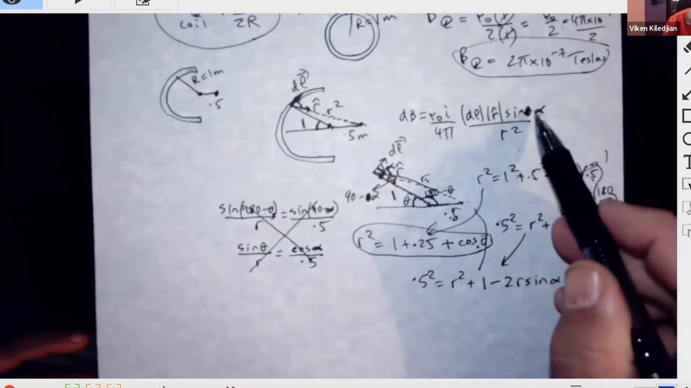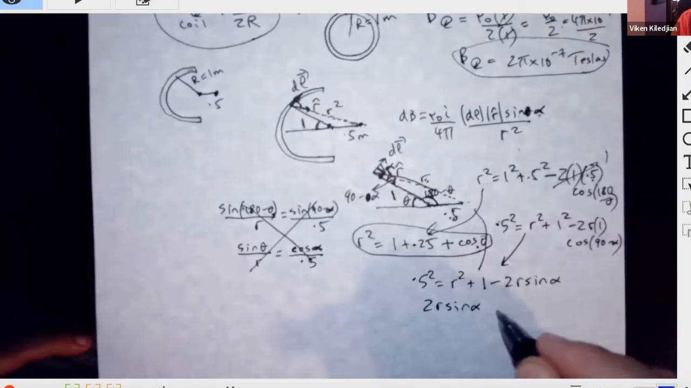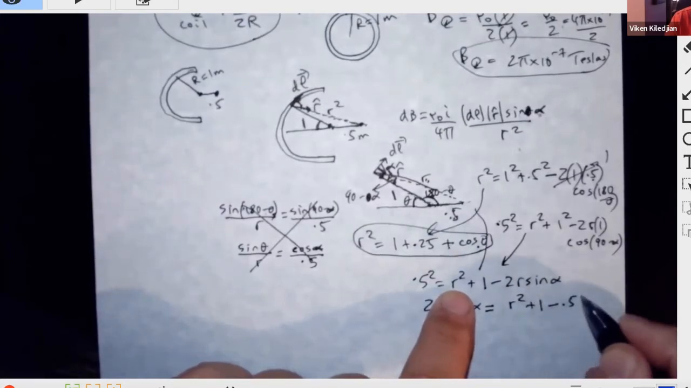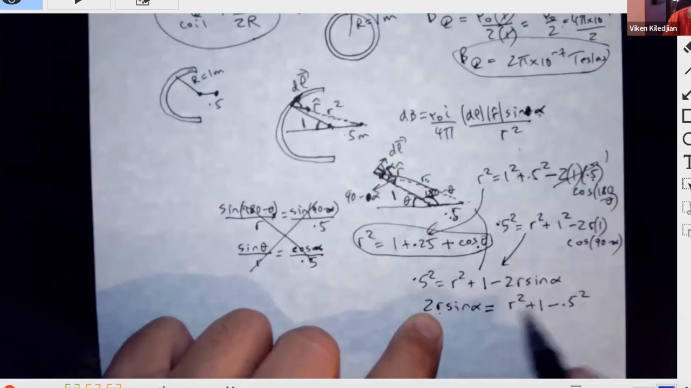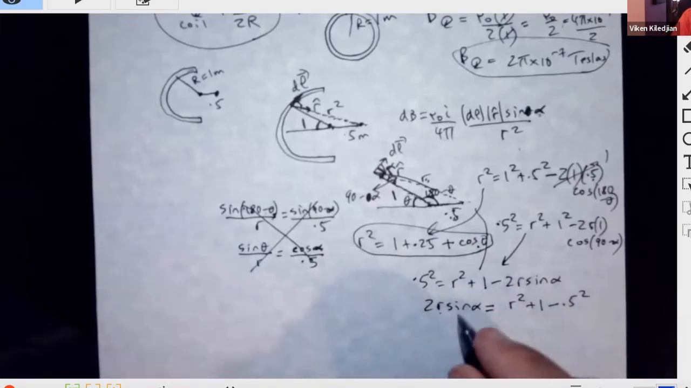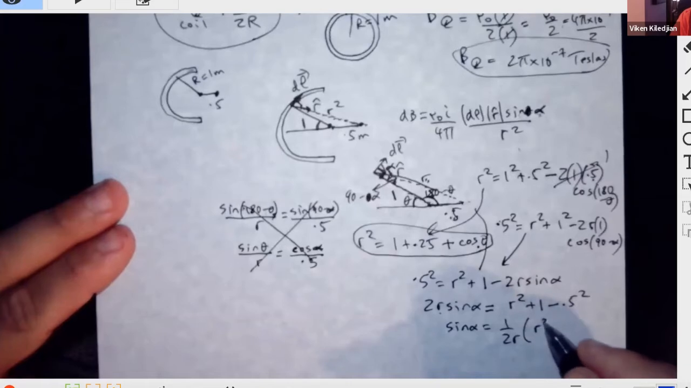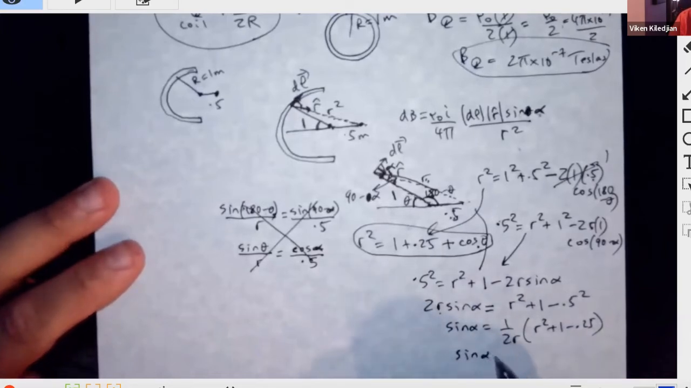So now how could I get rid of sine of alpha? I can bring this to this side. 2R sine alpha equals R squared plus 1 minus 0.5 squared. So 2R sine alpha is equal to R squared plus 1 minus 0.5 squared. And then sine of alpha would equal 1 over 2R, R squared plus 1 minus 0.25. One minus 0.25, 0.75.